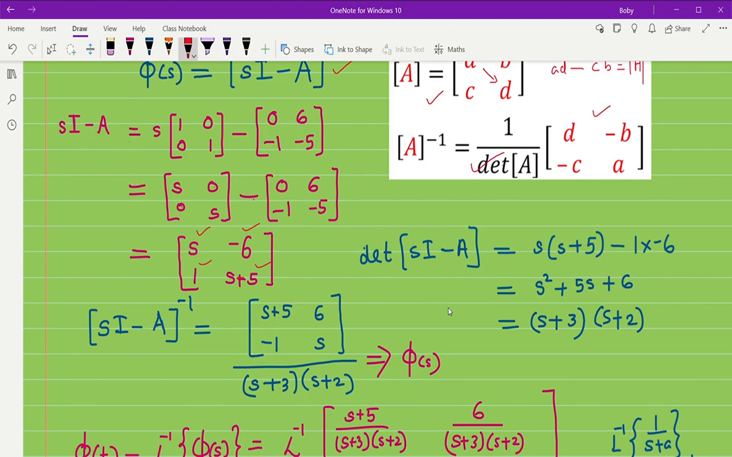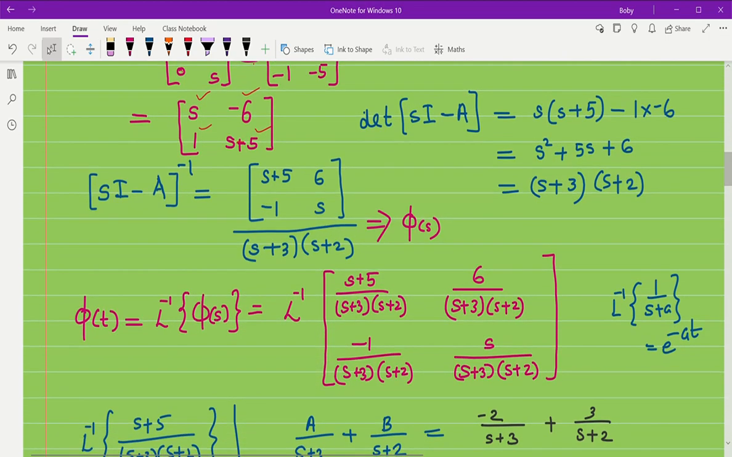Now we have to find the inverse of sI minus A, with numerator and denominator. The denominator is the determinant of sI minus A. How to find the determinant? Cross multiply: S into S plus 5 minus 1 into 6, which is S square plus 5S plus 6. That can be factorized as S plus 3 into S plus 2. So that is the denominator. The numerator: the diagonal elements interchange, S and S plus 5, and the other elements change sign, so minus 1 becomes plus 6.